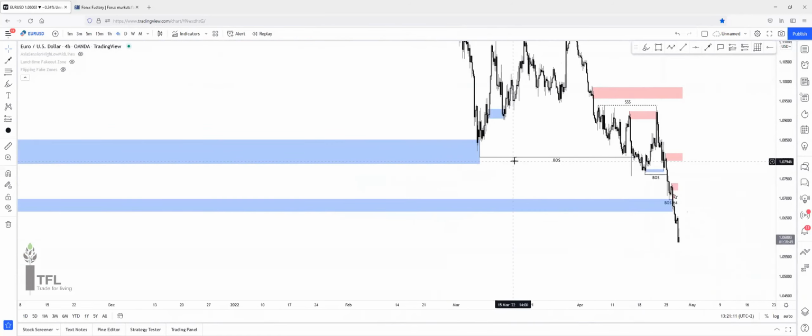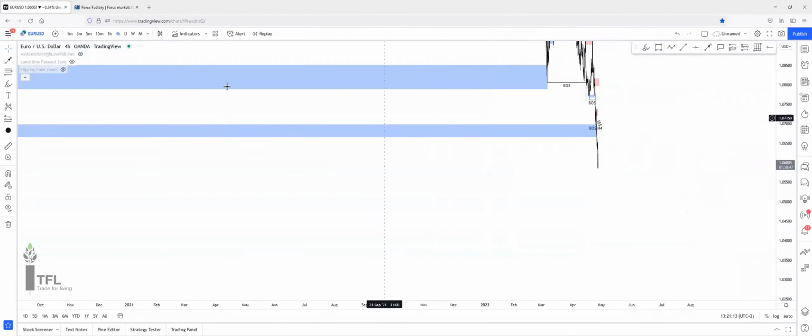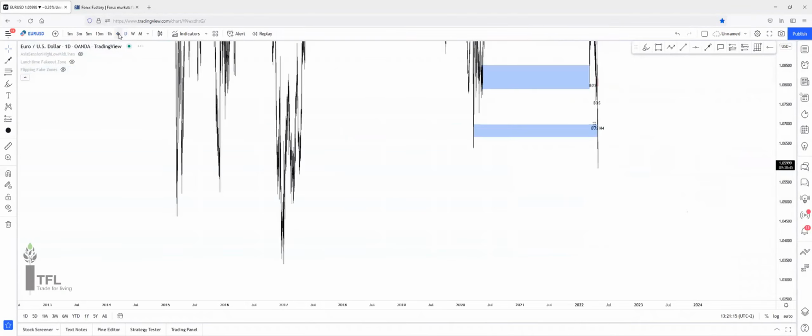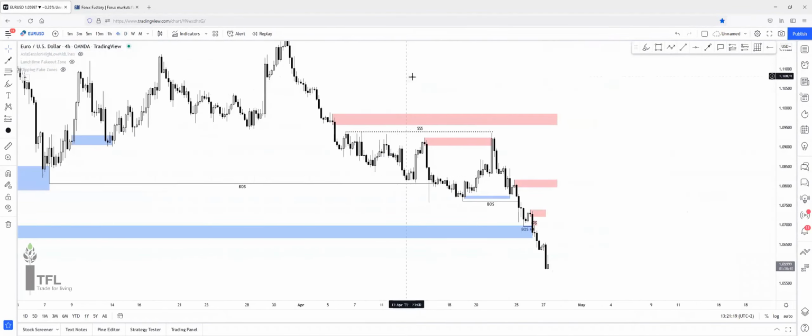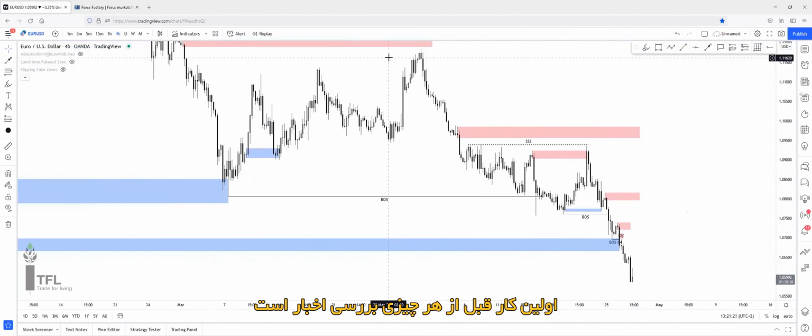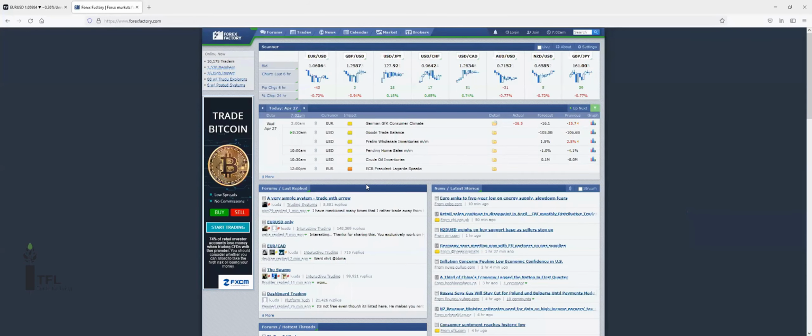Okay, so we're on the 4-hour chart, as you can see. The first thing we do is check the news. Every single time we do the analysis, we check the news before. As you can see, today there won't be any high impact news, so it's safe to trade today. You don't have to worry about anything.